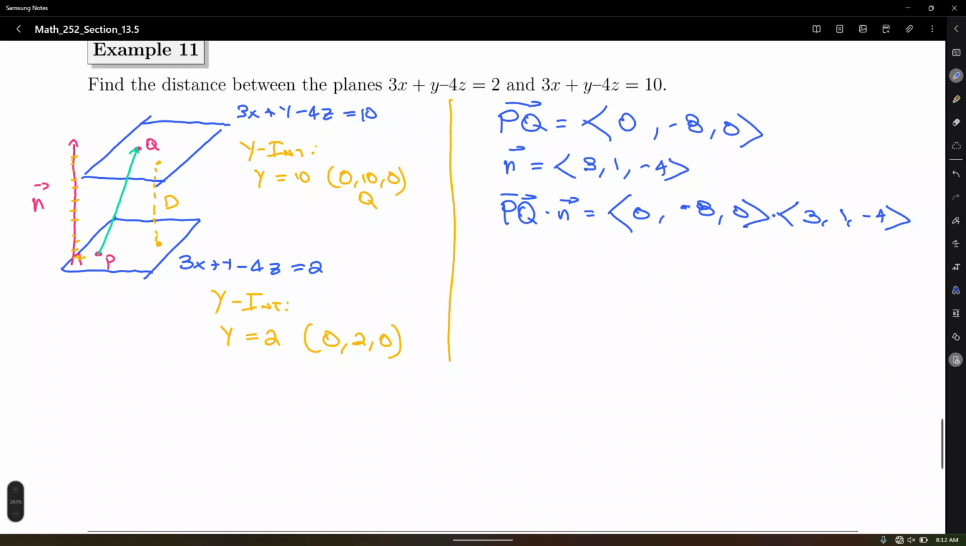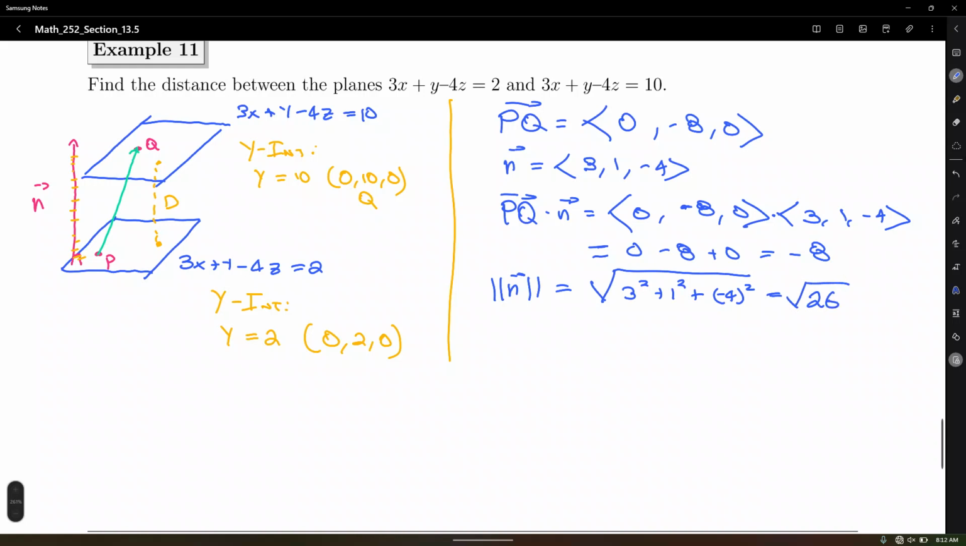Thanks. Okay, the dot product, that is 0 times 3, that's 0. Negative 8 times 1, that's negative 8. 0 times negative 4, that's 0. So we get negative 8. And we need the magnitude of the normal vector. That is the square root of 3 squared plus 1 squared plus negative 4 squared. That's the square root of 26.